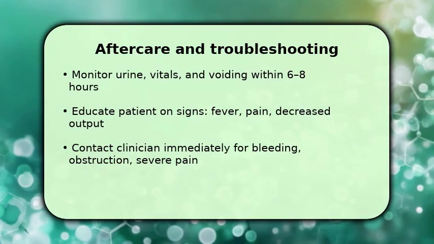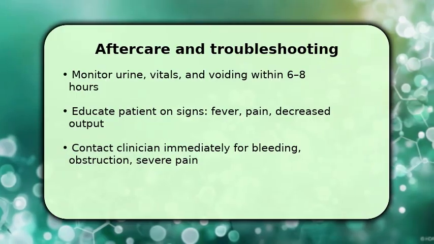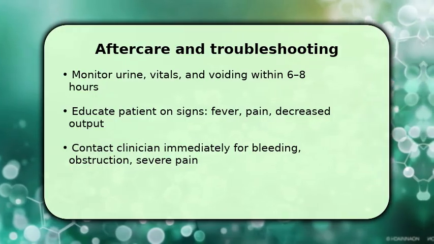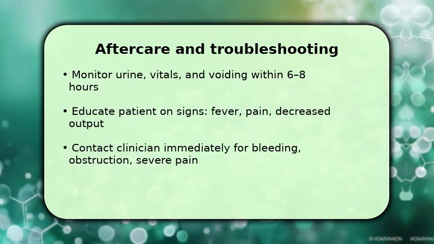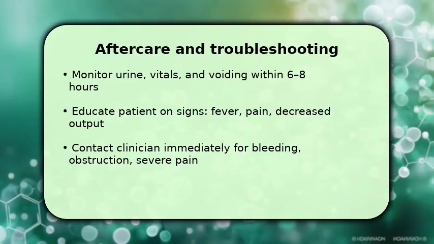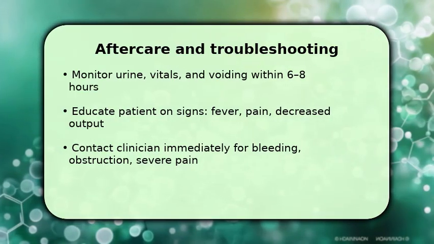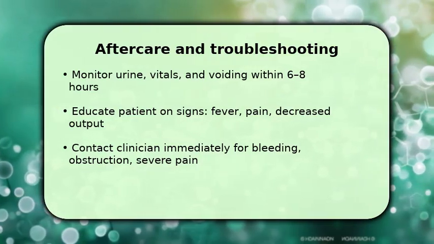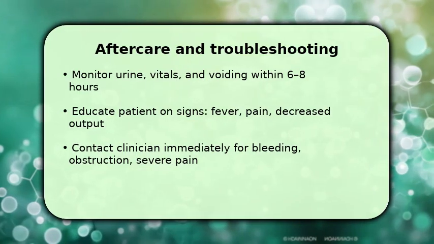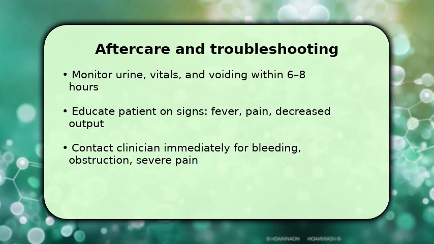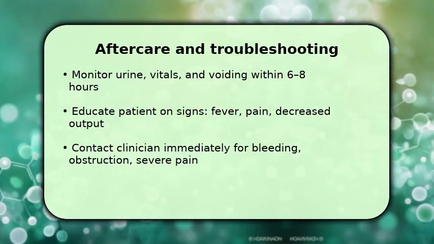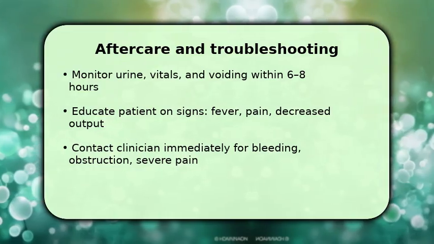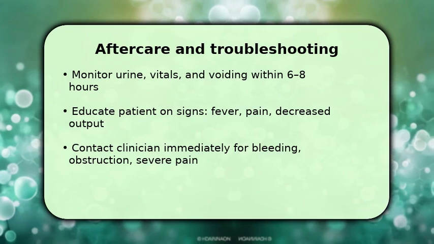Finally, plan post-removal monitoring and education. Once the catheter is out, observe urine output, color, and vital signs and ensure the patient can void within the expected time frame. This flags retention or other issues. Make sure the patient knows signs to report: fever, persistent pain, decreased urine, or bleeding, and provide clear contact instructions. If the patient experiences obstruction or severe pain, stop. Do not attempt further maneuvers yourself, and contact the clinician immediately so they can evaluate and intervene.